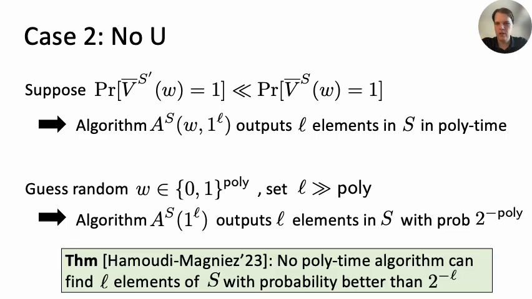And it turns out that this actually contradicts known query complexity results, in particular this result of Hamoudi and Magniez, that shows that to output L elements of S, you can't do better than probability 2 to the minus L. And this is a contradiction because we set L to be much larger than the length of the witness, and therefore our algorithm actually succeeds with too high a probability. And this means that our original assumption, that there was a significant difference in acceptance probability between V bar making queries to S prime and S, is false, and therefore we have shown that the acceptance probabilities are similar.